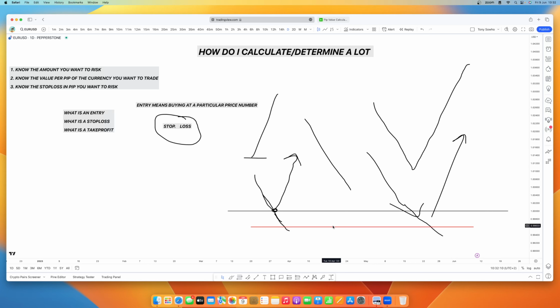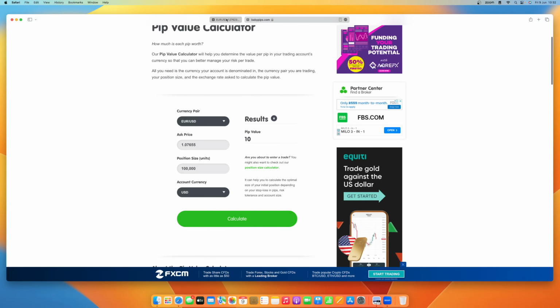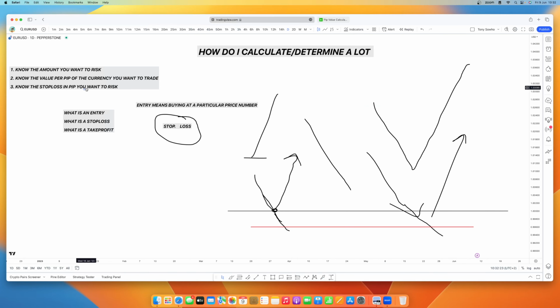That is why you need to know the amount you want to risk. Like I said, let's say $50, I'm risking $50. Know the value per pip. I just told you how to calculate the value per pip. And then the last one says, know the stop loss in pips. So you need to know the stop loss in pips also.